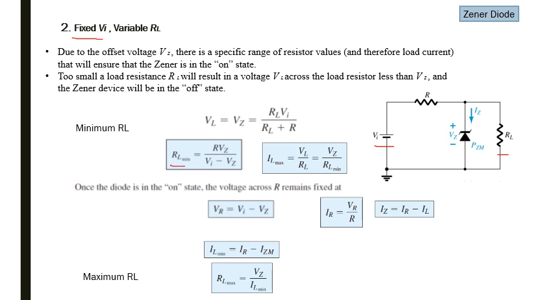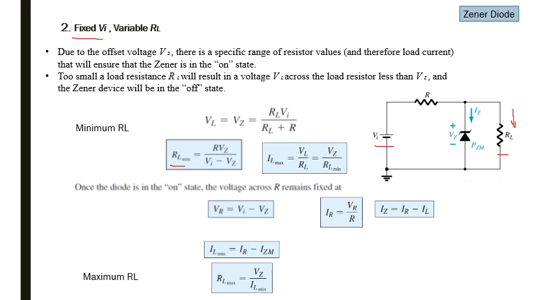Now since we have found the minimum value of RL, that means the current flowing through this load resistor will be the maximum. That is, IL maximum we find through this equation is Vg over RL minimum. Vg is equal to VL since we know voltage remains the same in parallel.